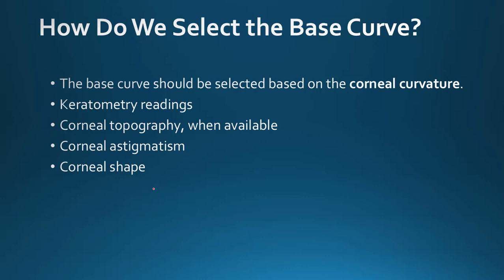Next is how we can select the base curve. We can select the base curve from keratometry readings. We can also use corneal topography. We also take into account corneal astigmatism and corneal shape as well for selecting the base curve of the contact lens.